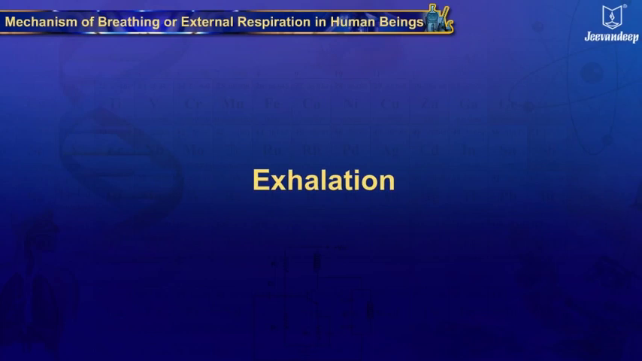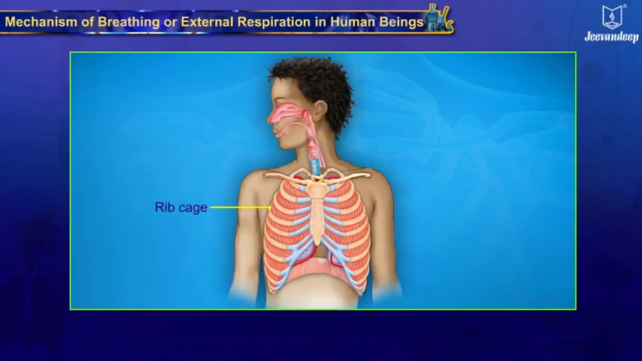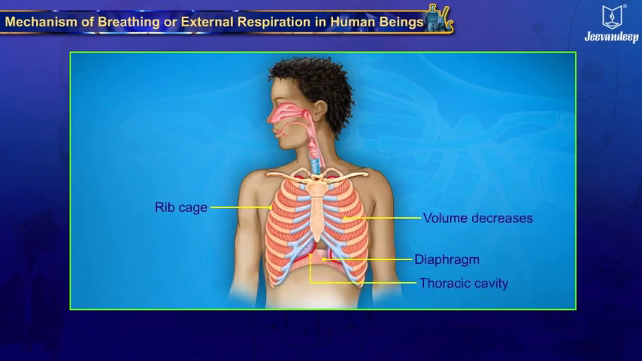Exhalation. When the rib cage muscles and diaphragm relax, the volume of the thoracic cavity and thus that of lungs decreases. This increases the pressure inside the lungs. Air inside the lungs, now rich in carbon dioxide, is exhaled out, moving from the high pressure zone inside the lungs to low pressure zone outside.